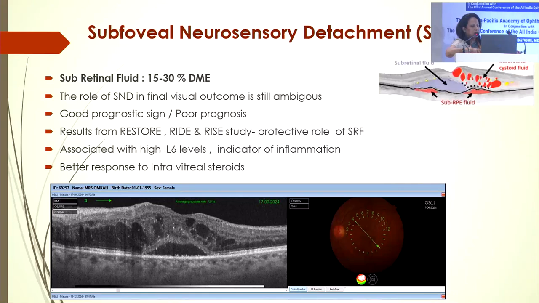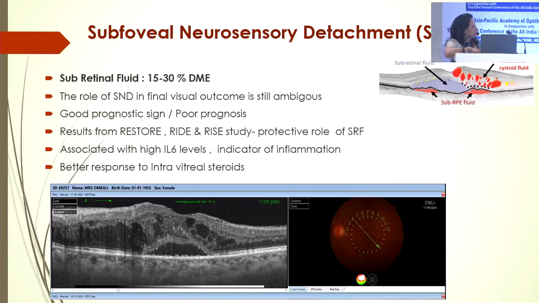So the other kind of macular edema is the neurosensory detachment, or the subfoveal neurosensory detachment as we call it. 15 to 30% of the DME patients have SND. As far as the prognostication of SND is concerned, there is a lot of ambiguity. There are certain studies that say some amount of subretinal fluid is protective and is a good prognosticating sign, whereas others say any fluid should not be tolerated and should be treated, and we should achieve a good drying.